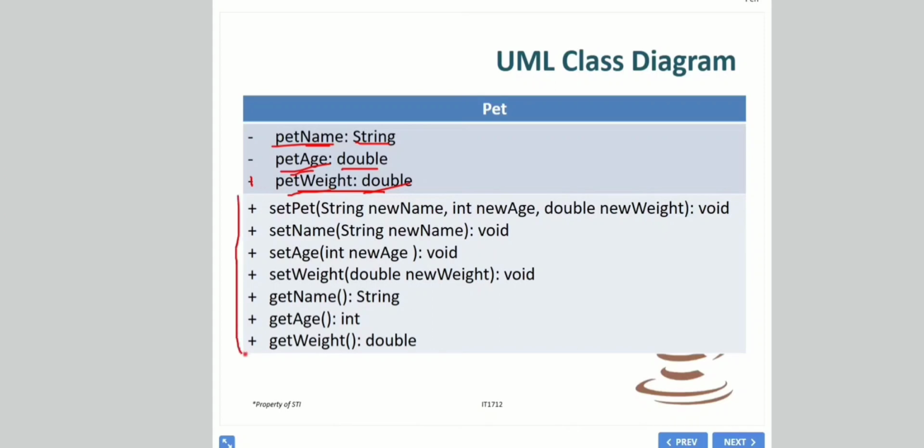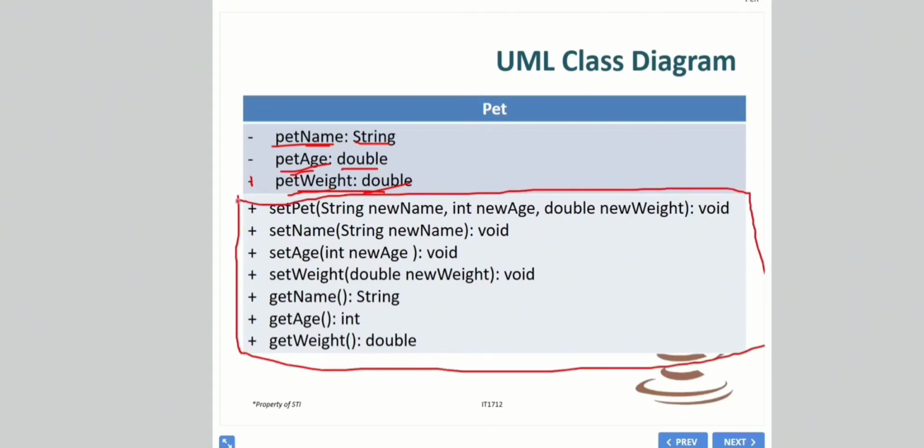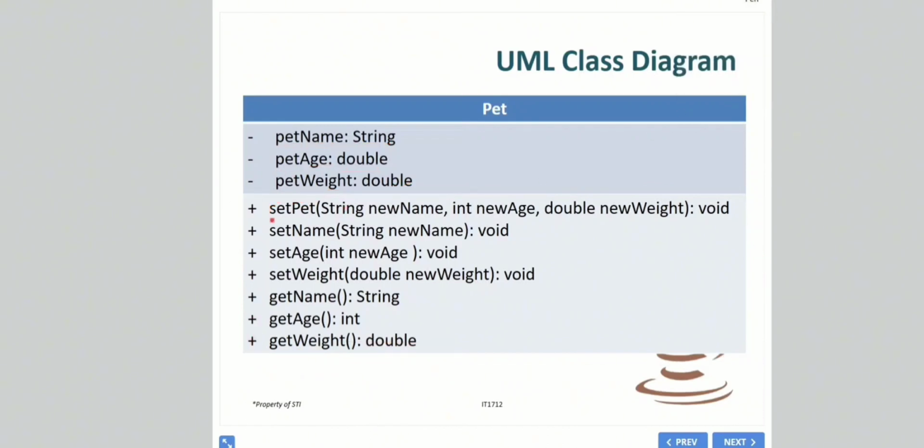Next, we have the third row, or the last part of the UML diagram, which contains all the methods of the class. If you have observed over here, everything is set to a public modifier. So all of these methods have public access modifier. Now we have public void setPet, which contains the following parameters: newName, newAge, and double newWeight.